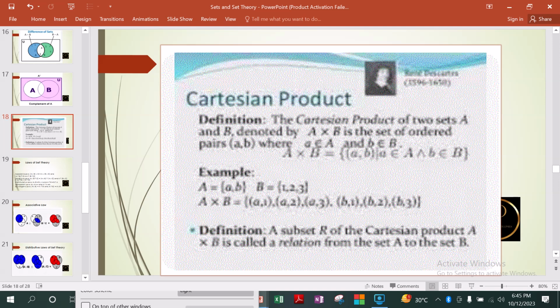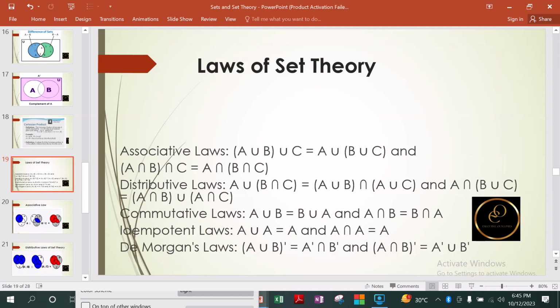Then you start with b now. b against 1, that's b1. b against 2, you have b2. b against 3, that is b3. So within curly brackets, that will be the Cartesian product of the two sets. That's what it is. Now we look at the next one. We talk about the laws of set theory.